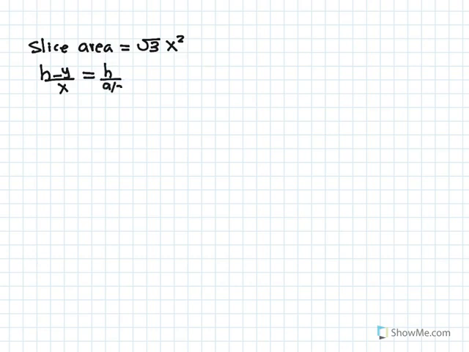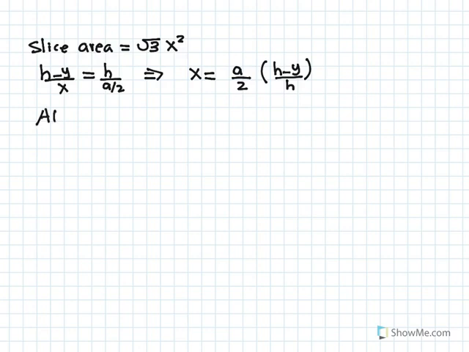All right, so the slice area is equal to root 3 times x squared. We applied similar triangles to obtain (h − y)/x is equal to h/(a/2). Rearranging this and solving for x, isolating for x, we get x is equal to a/2 times (h − y)/h.